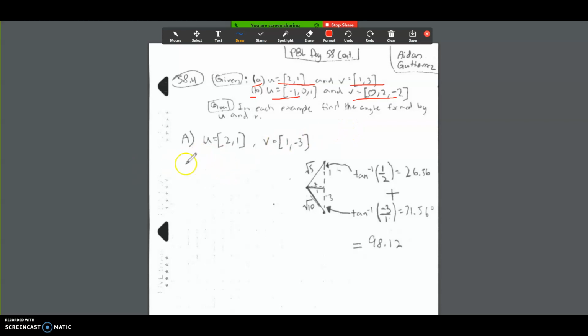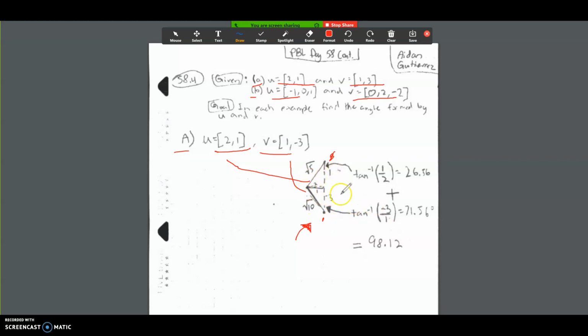I started with section A, which was rather simple. I wrote down the initial values of u and v, and created a small triangle with the two vectors given. This is u right here, and this is v right here. I wrote 1 and -3 as the y and x values for v, and for u, 1 and 2. For the hypotenuses, I created root 5 and root 10.